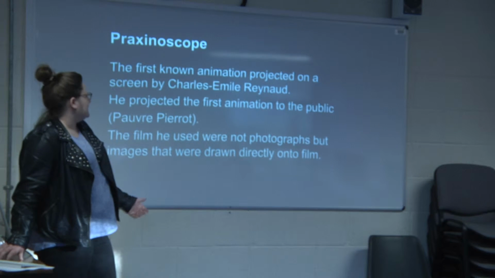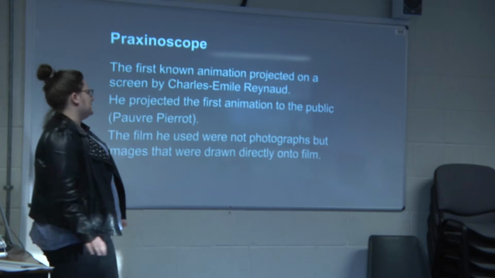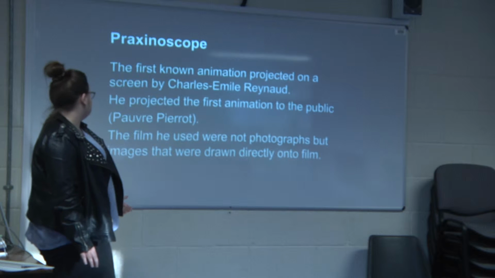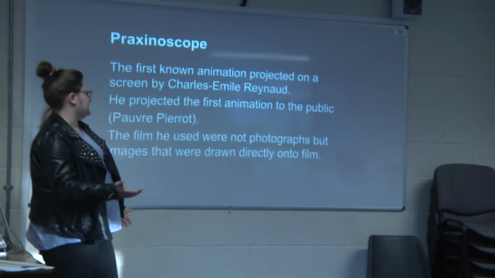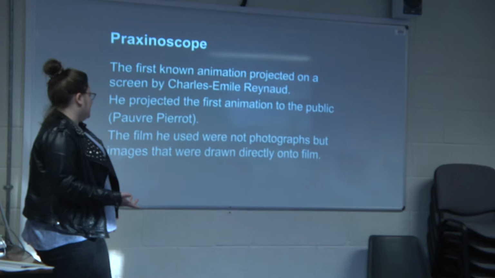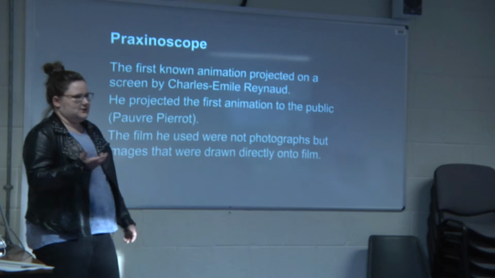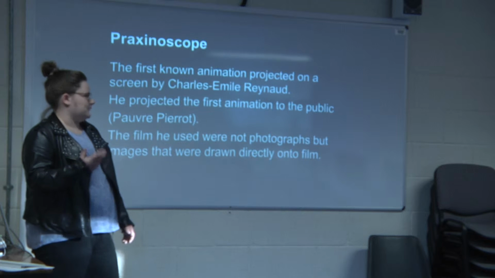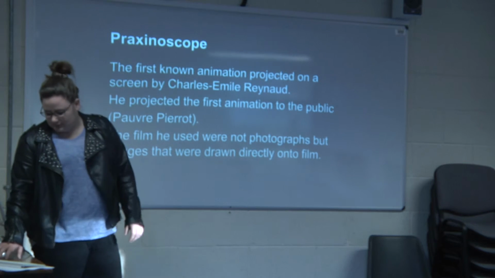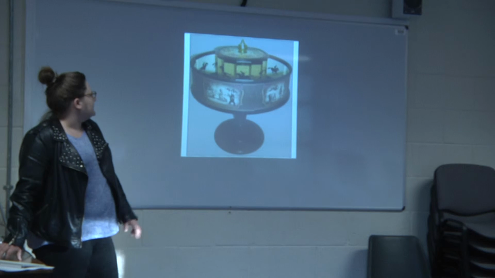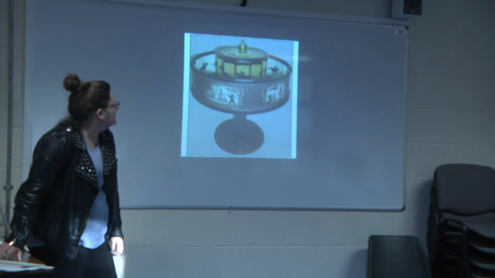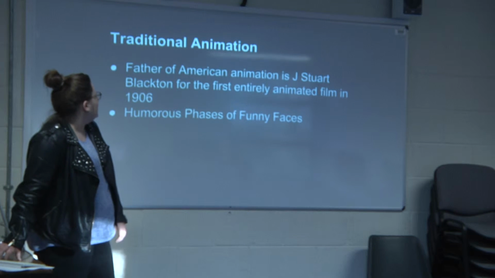So this was the first known animation to be projected on a screen. It was also the first one to be projected to the public. It was in Paris in the late 1800s. Even though he used film for this, it wasn't photographs he'd taken but drawn onto the film. So there's the idea, and there was a lamp, and then you can project it onto the screen.